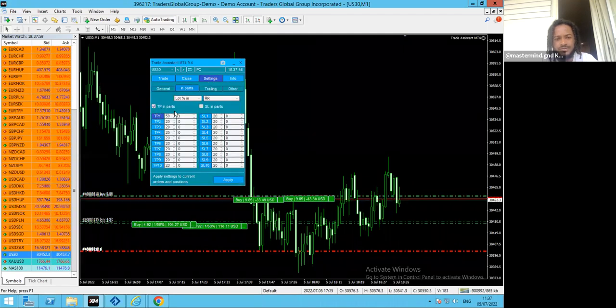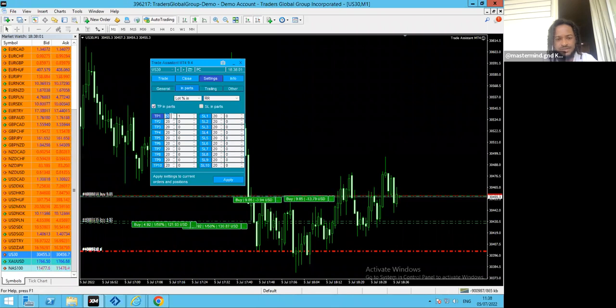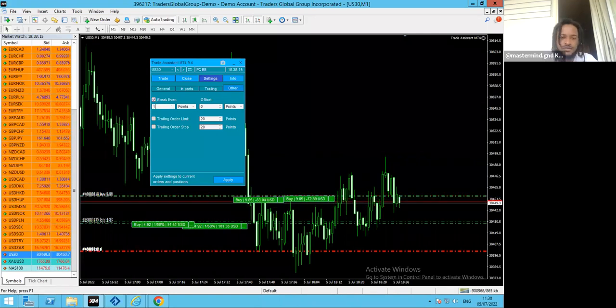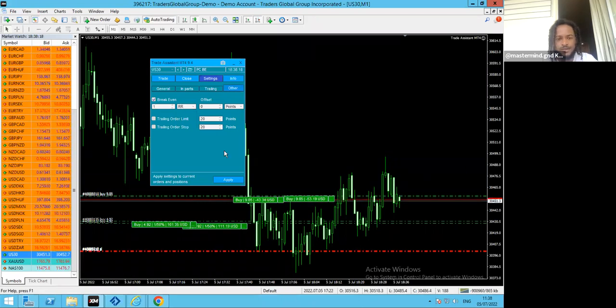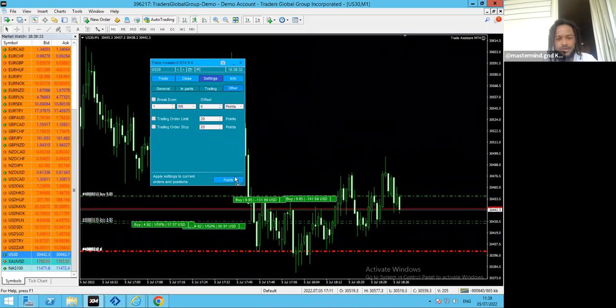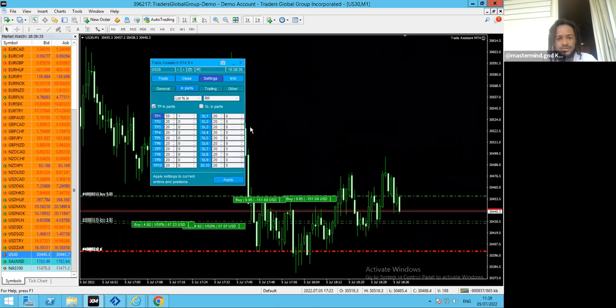TP impacts, TP1. This is 50%. There's the reward 1. So this is going to close 50% at 1-to-1, right? If you want to move your stops to break even, you move your stops to break even at 1-to-1, right? You click apply, and as soon as the market gets to 1-to-1, it will move your stops to break even. So if you want that setting, you can move your stops to break even and close your trade at 1-to-1. Give it a second, right? But I'm not going to move my stops to break even. Someone just asked that question.